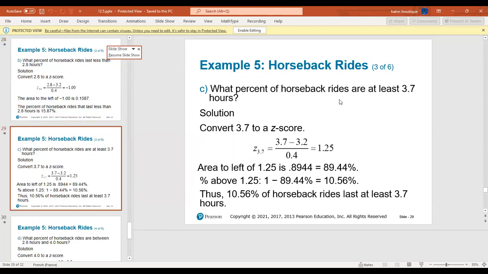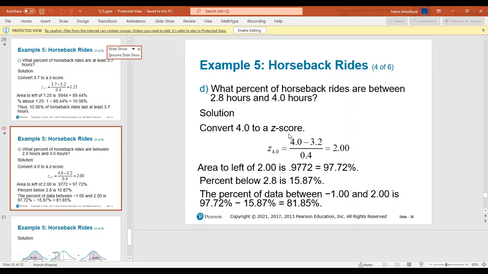It says what percent of horseback rides are at least 3.7, and I read this wrong; actually they gave us both. So here, if you do it the long way again, convert 3.7 to a z-score and get 1.25. The area to the left means less than 3.7. You get 89.44%. Now, the area above the 3.7 is actually 10.56, which is exactly what we got before.